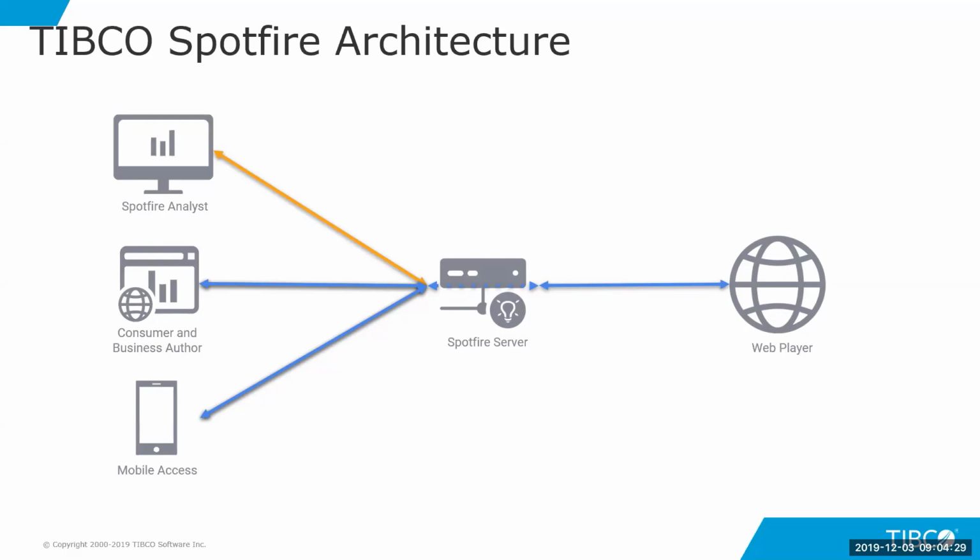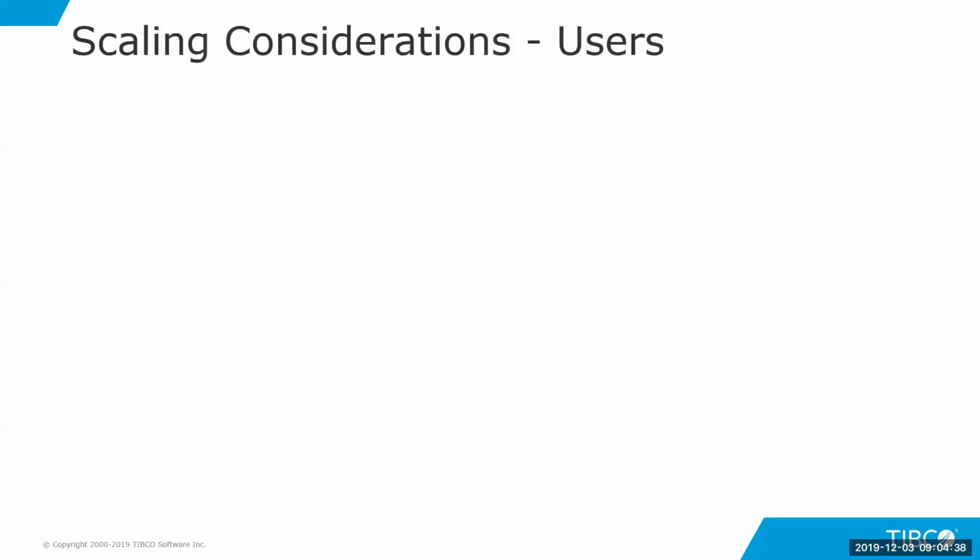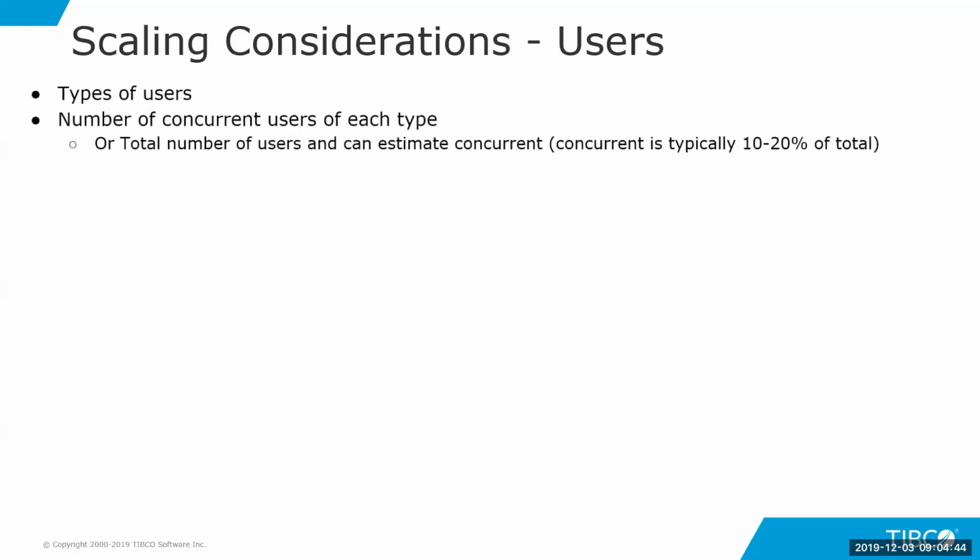Now we'll go into a little more detail about each of these things and what affects the scaling from a perspective of the items that do that. So first off is the users. We've talked about that a little bit. We have the types of users, the number of concurrent users, and the total number of users. You can have either the total number of users or the concurrent number of users. If you have the total number of users, we can estimate the concurrent number. It's usually 10 to 20% of the total.